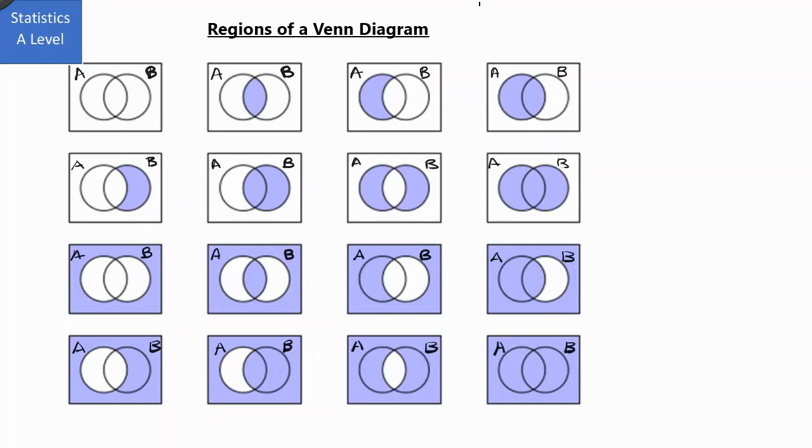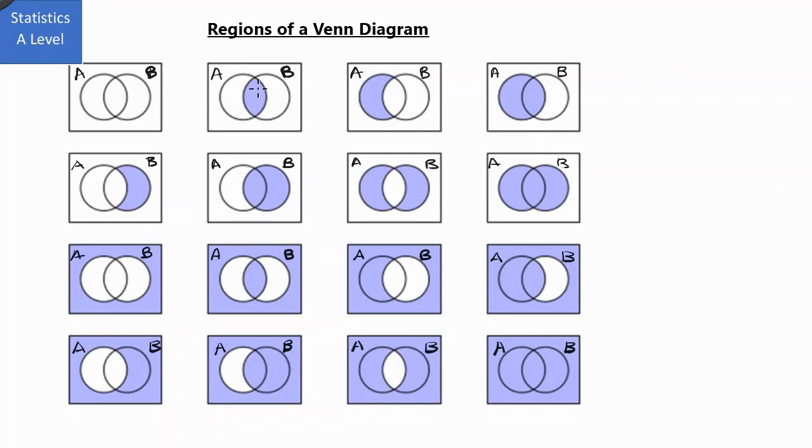So in this video I'm going to explain firstly about the regions of Venn diagrams and how to realize which bit is shaded in and how you represent that using probability notation, and then I'm going to set you some questions. The blue bit is what we're going to try and represent.